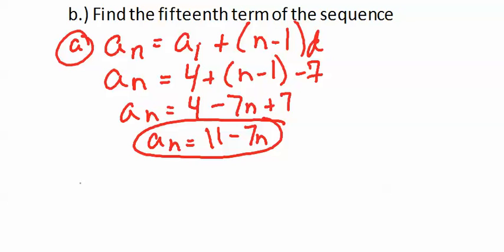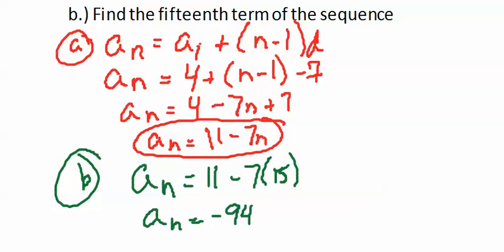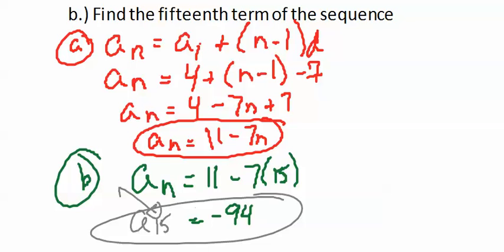Now what we can do is take this formula and find the 15th term. So if I want to find the 15th term, all I'm going to have to do is plug in 15 for n and then calculate, which will give you -94. Sorry, that should be the 15th term. That's why I'm going to change that. We don't have to calculate the 14 previous ones, but we can just plug it in once we find what the general equation is.